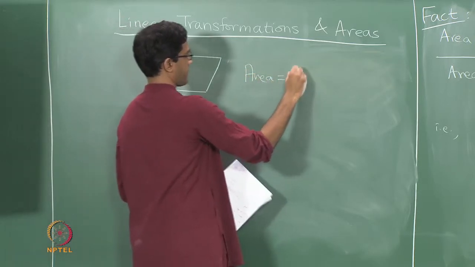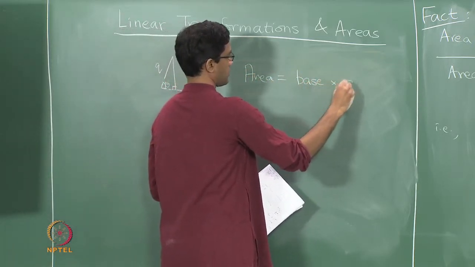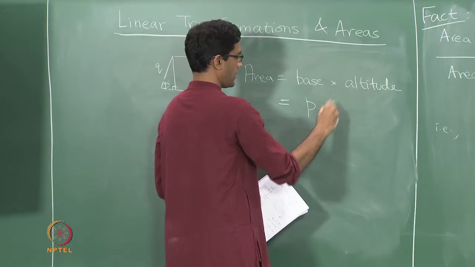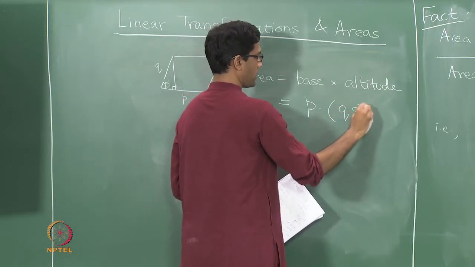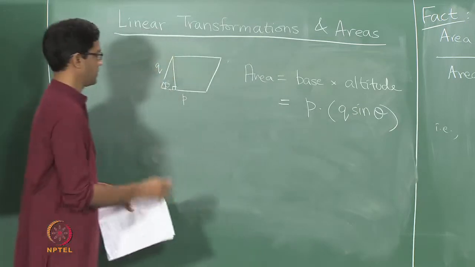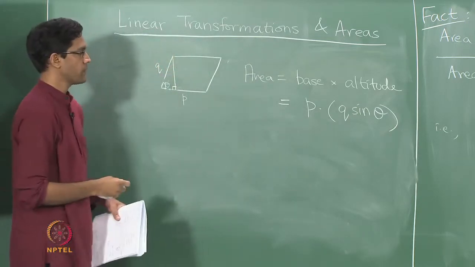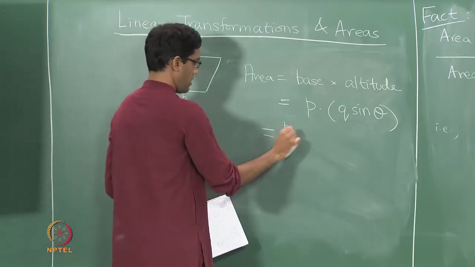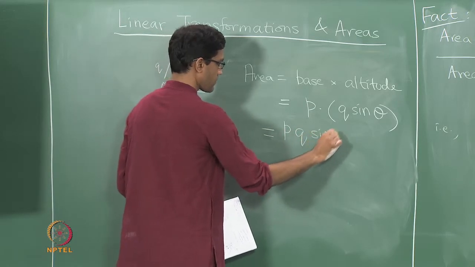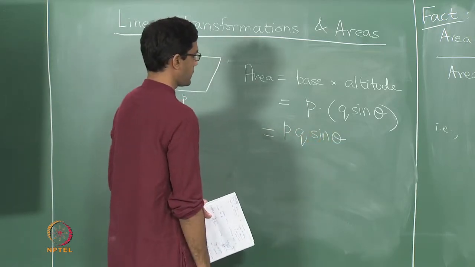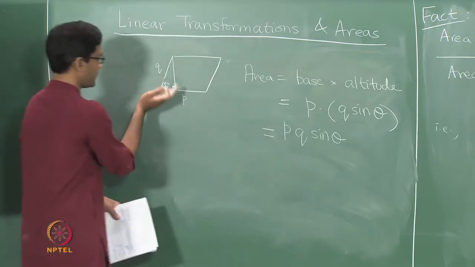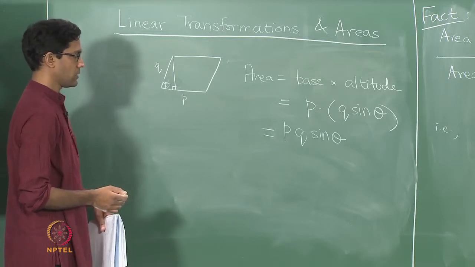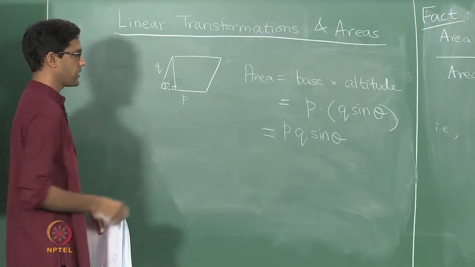So area equals length of the base times altitude. So the base is just p, and the altitude, just by elementary trigonometry, is q sin theta. Okay, so q sin theta is this vertical line segment here, and so the area is p times q times sin theta. Now the angle here depends on what the angle is, something between 0 and 180 degrees. Now what do we know about this quantity here, pq sin theta?